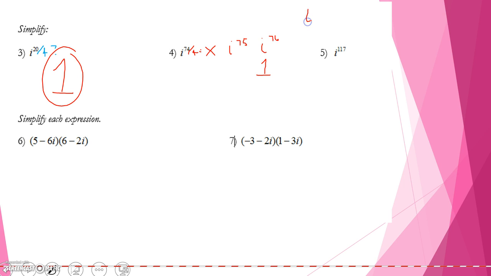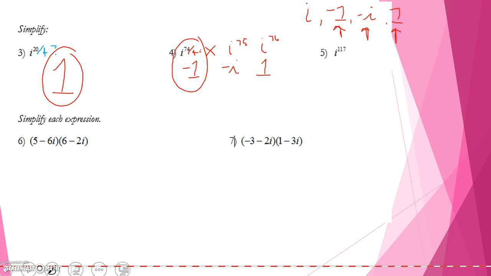And remember, I'll rewrite my pattern up here. It's i, negative 1, negative i, 1. So 76 was right here. That means 75 would be right here, and 74 would be right here. So i to the 74th is negative 1.